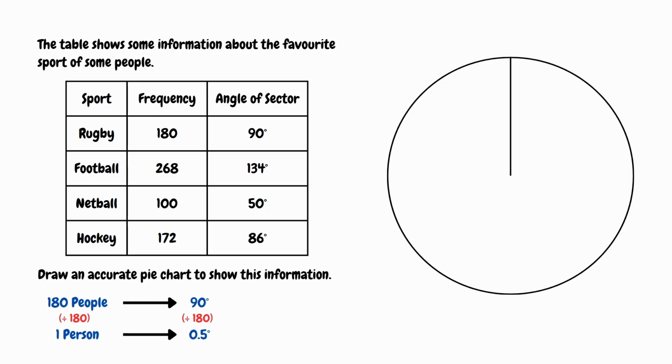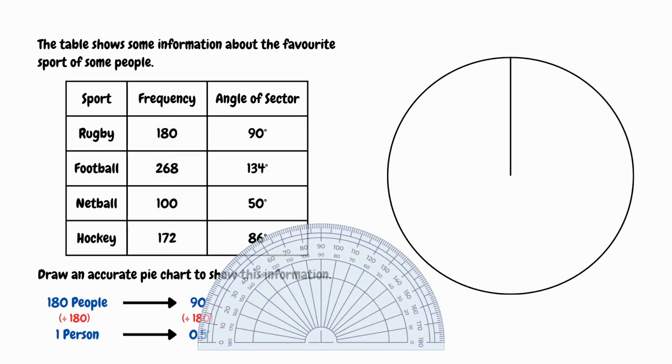And before we start drawing our pie chart, we can actually check our totals to make sure we're correct. So if we add up all the angles of our sectors, we will in fact get 360 degrees. And again, because we figured out the frequency for netball, if we add all the frequencies together, we actually get 720, which is what we'd expect, because if each person represents half a degree, that's where we would get our total of 360 degrees. So now let's start drawing this pie chart.